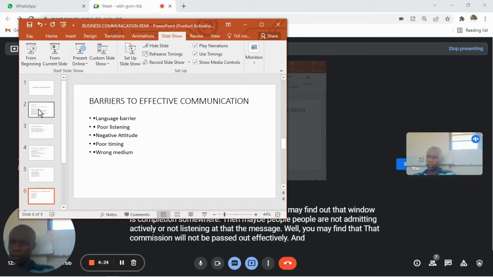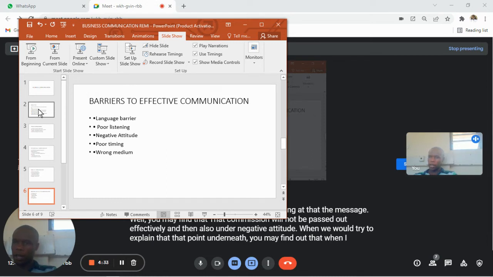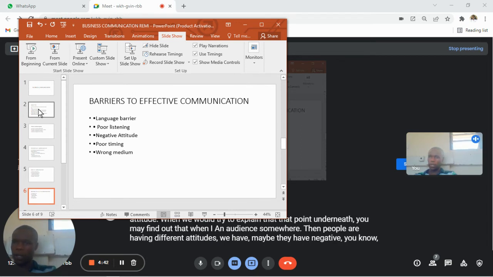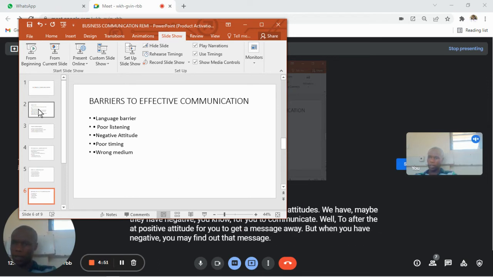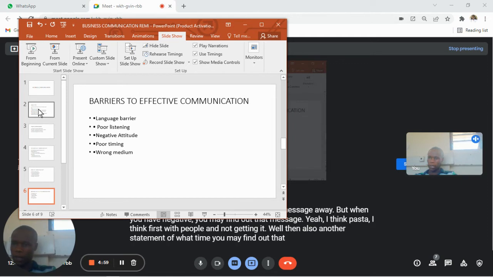Then under negative attitude, you may find that when there is an audience somewhere, people have different attitudes. Maybe they have a negative one. For you to communicate well, you have to add a positive attitude to get the message well. But when you have a negative attitude, the message being passed to people is not received well. Then under poor timing, you may find that maybe you are trying to communicate, but your message isn't reaching the destination at the right time.